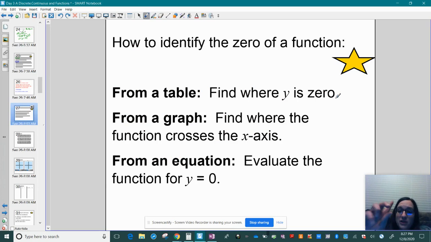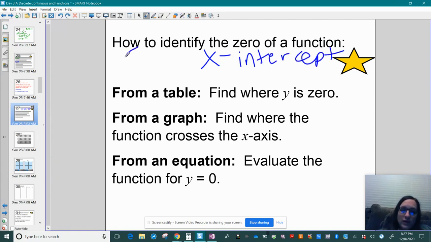Just the 0 of a function, and they're only asking for one. They're asking for the x-intercept, for that number where we have a number for x and 0 as our y. We find where y is 0, and then our x is the answer. From a graph, you find where the function crosses the x-axis. From an equation, you evaluate the function for y equal to 0. So we substitute in 0 for y and solve for x, kind of like we've been practicing with our function notation.